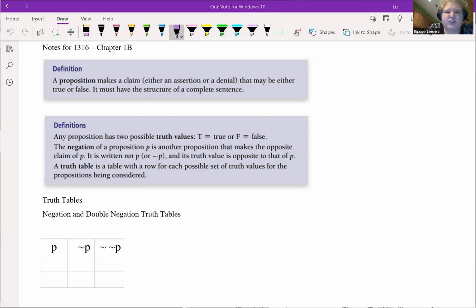So first we have a proposition, which makes a claim, either an assertion or a denial, that may be either true or false. Now that's not to say assertions are true and denials are false. Denials can be true and assertions can be false. I can fly. That's an assertion that is false. Or I can't do math. That's a denial that is false, because everybody can do a little math. And I better be able to do it since I got a degree in it. Or a denial that's true: well, I guess I can't fly would be a denial that's true.